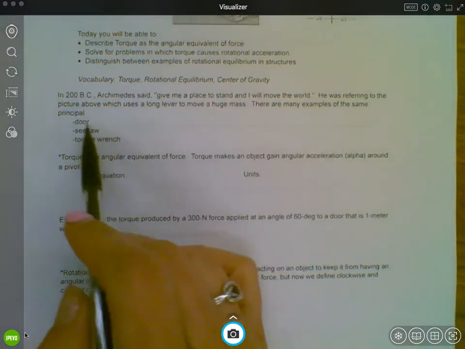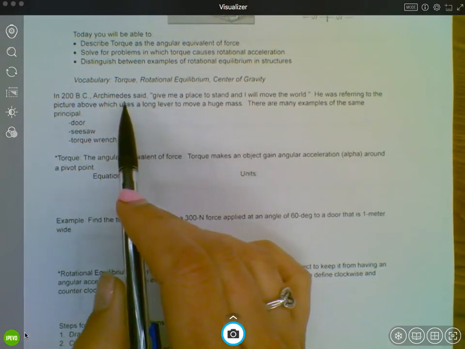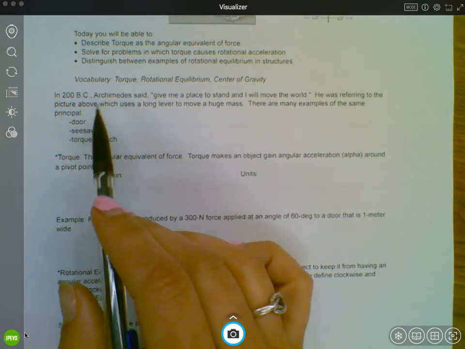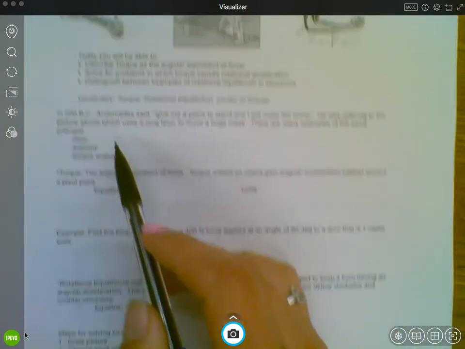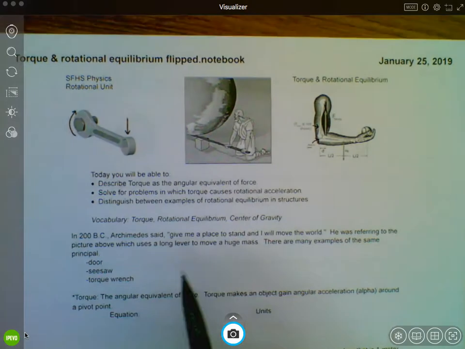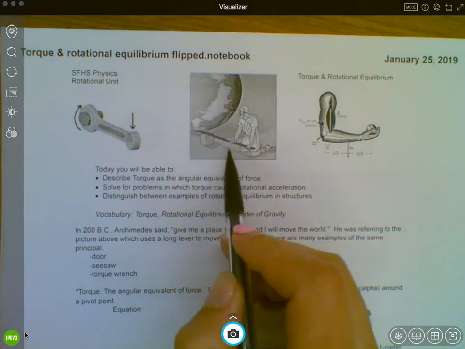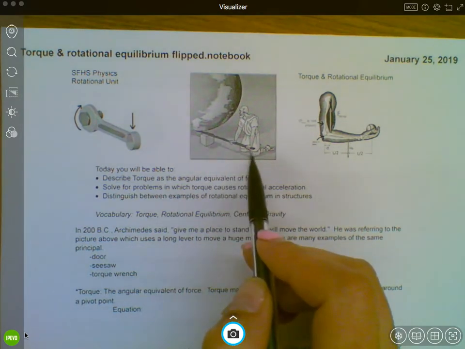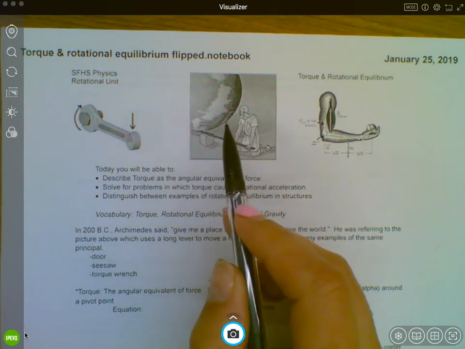So we'll go over these examples, and we'll talk about something that Archimedes said back in BC. He said, basically, give me a place to stand and I will move the world. He was referring to the picture above, which uses a long lever to move a huge mass. So there are lots of examples of torque, but essentially he's saying if I had a long enough lever, I would be able to lift the Earth or any large mass that I want to.